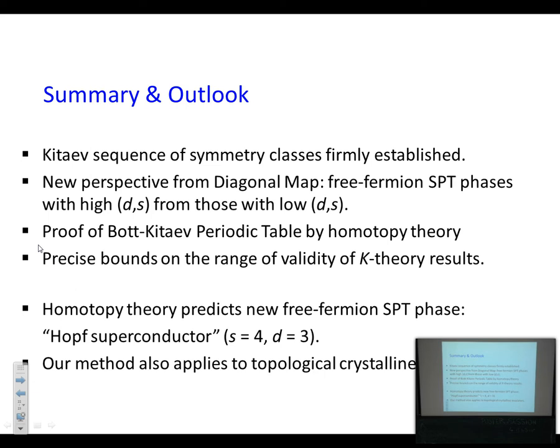So in s equals 4, that's class C. These are spin singlet superconductors of broken time reversal symmetry. In 3 dimensions, one expects there's a Z2 invariant, so there should exist something that we call the Hopf superconductor.